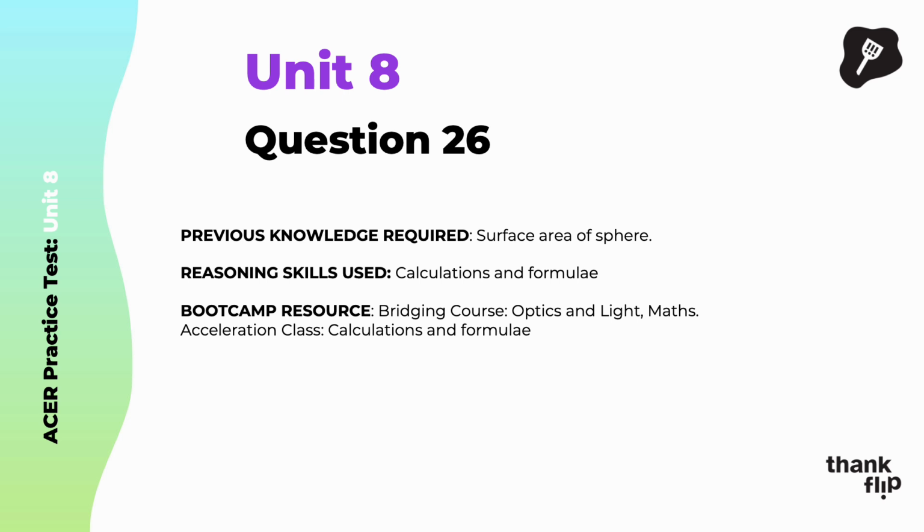So for the previous knowledge required here, you would have needed to know the surface area of a sphere, those formulae. So the formulae for all of these different areas of different kinds of shapes are really important to know. That's just your basic maths knowledge, and that you can get from one of our bridging courses on maths. The reasoning skills used were calculation and formula, and being able to infer things from formulae without actually having a specific value. That's very important.